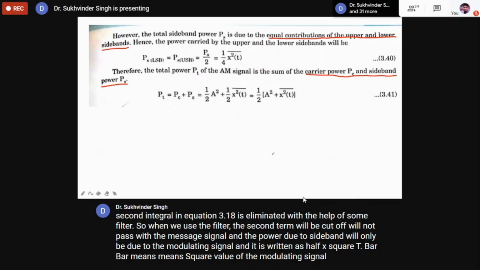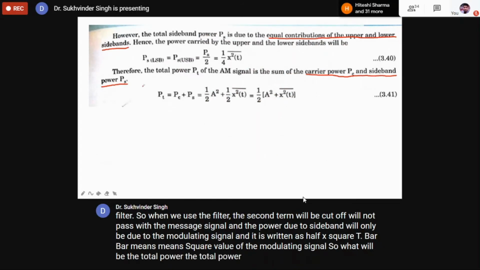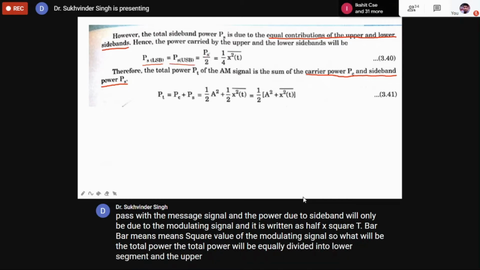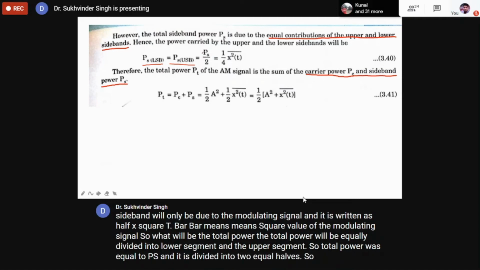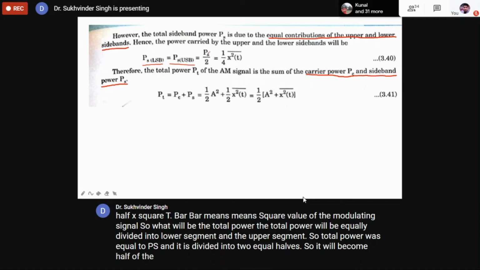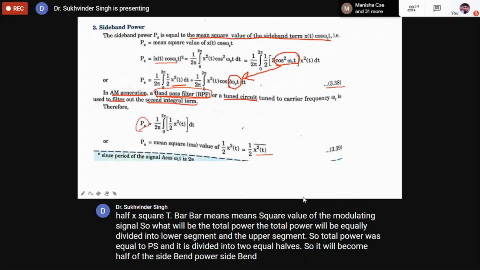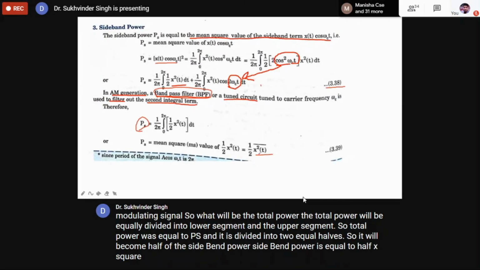So what will be the total power? The total power will be equally divided into lower sideband and the upper sideband. So total power was equal to PS, and it is divided into two equal halves. So it will become half of the sideband power. Sideband power is equal to half x square t. That is equation 3.39.